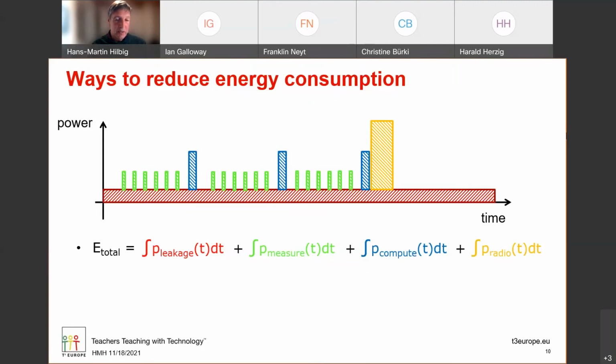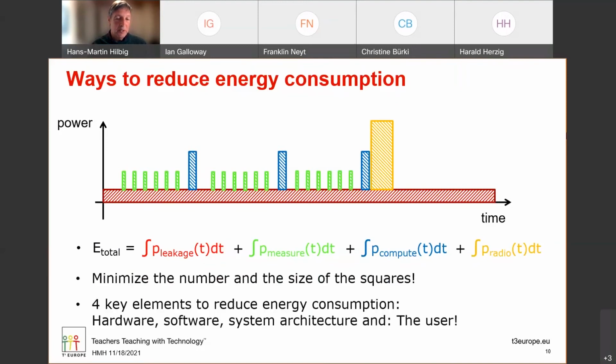So to summarize what I've been talking about here, you need to minimize the number and the size of the squares, which means you have 4 knobs to turn here, right? So one is the hardware by selecting the right components. Don't use an LED display, use an LCD display in this case. Then software, like switch off everything that you can switch off when you're not doing anything, and spend the most time of your system sleeping. Then the system architecture, and last but not least, the user.